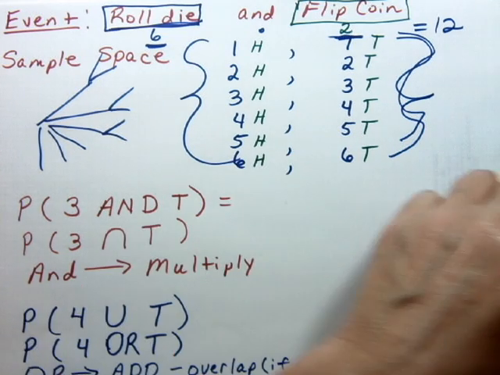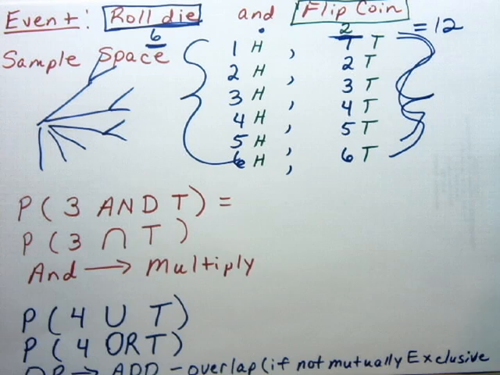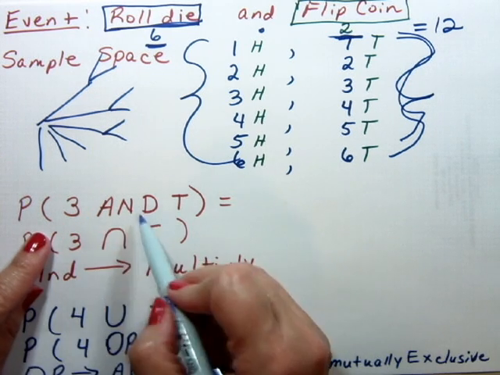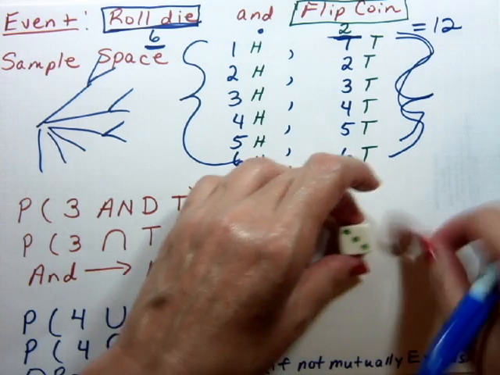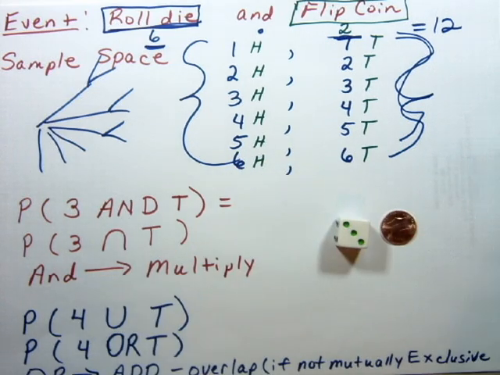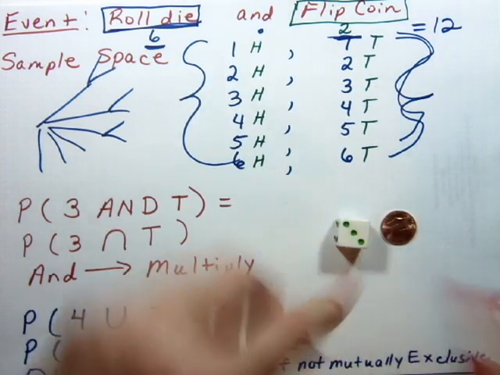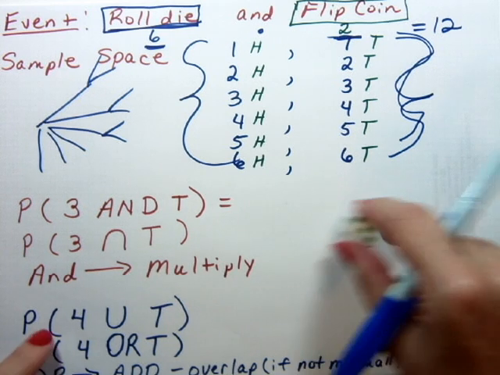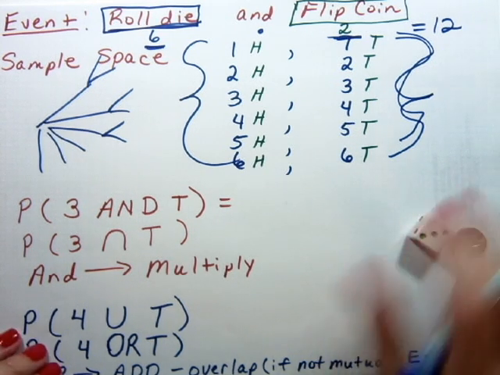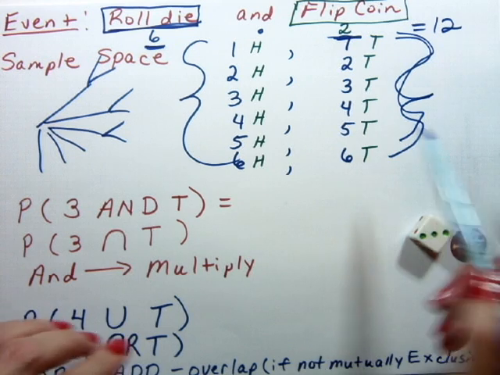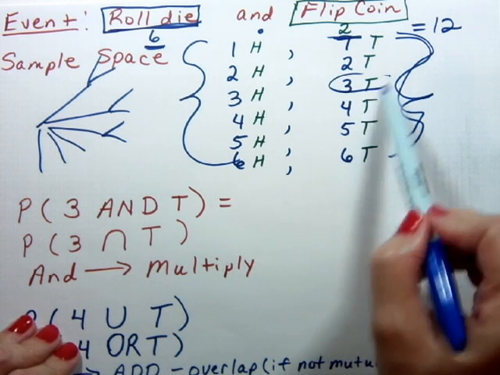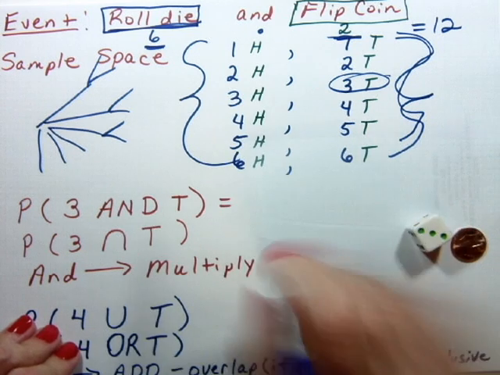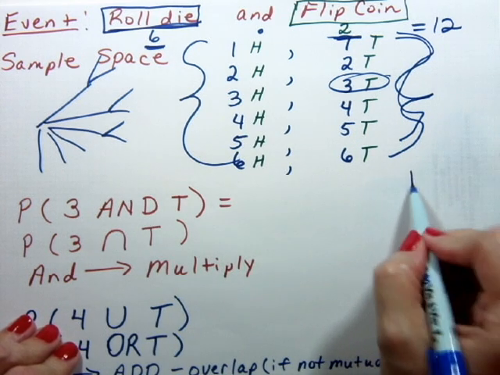Now let's talk about probability. What's the probability that you would get a 3 and tails? So I'm looking for 3 and tails. The probability that I would just toss those down and get 3 and tails would be, well, let's look. Let me look up here. 3 and tails. Do you see that there's only one way out of 12? So I know that it's 1/12.